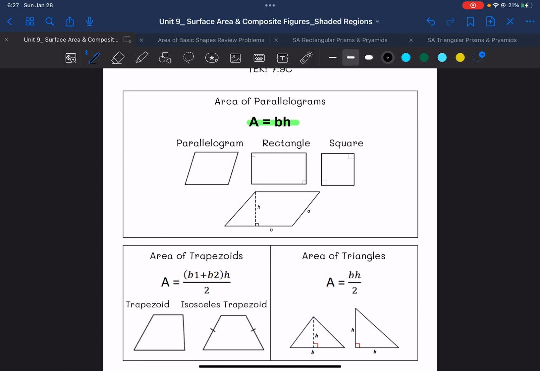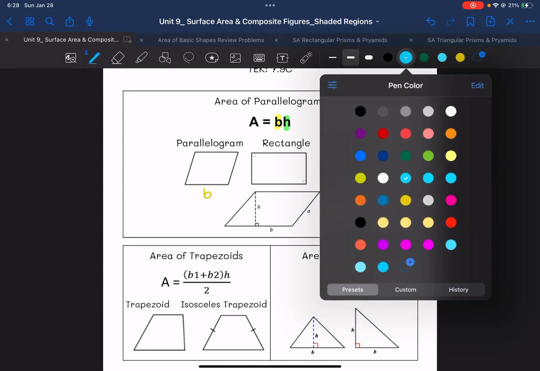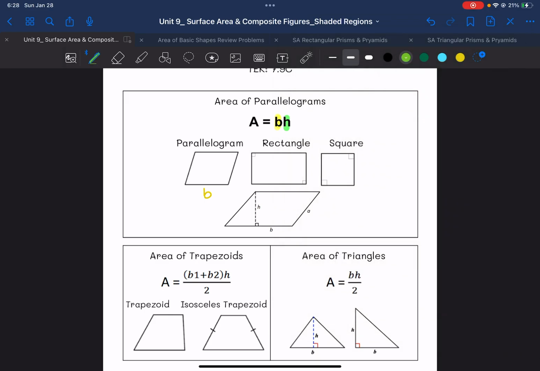So here, this is a parallelogram. Okay, I am going to do this. What I'm going to do is I'm going to highlight. I'm going to do B in like a yellow color, and height in a green color. Okay, so if we are looking at the parallelogram, this is going to be the base. Let's do this color. And this right here cannot be the height because it's a slanted height.